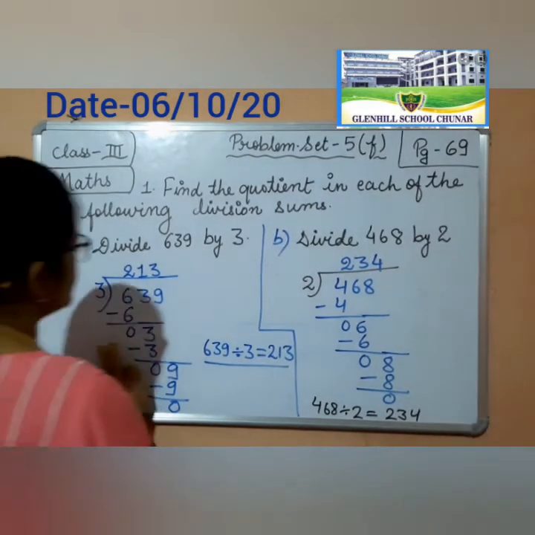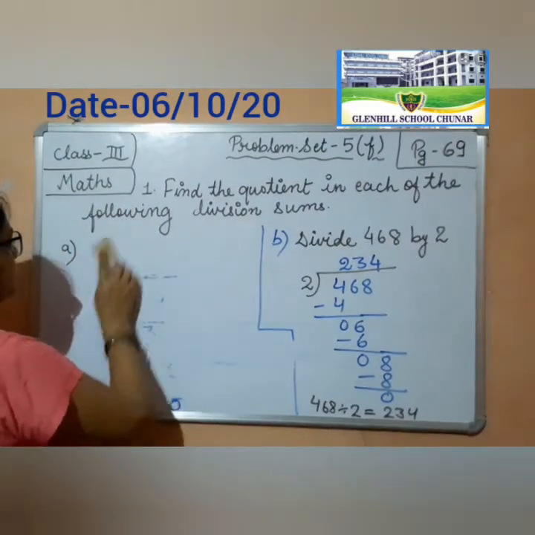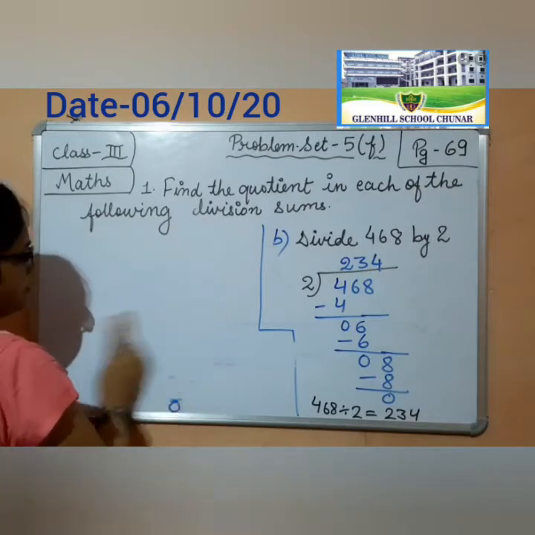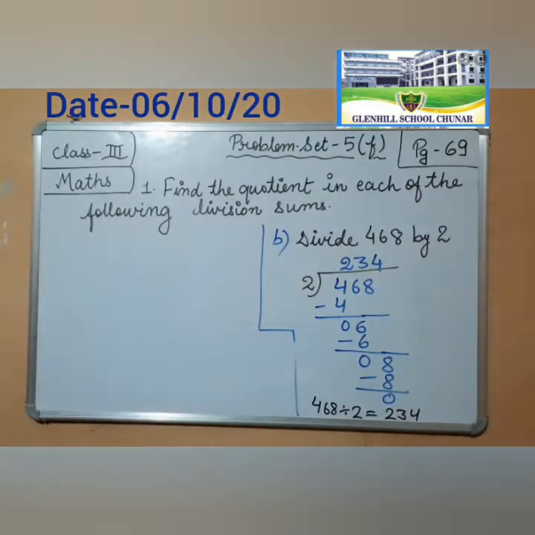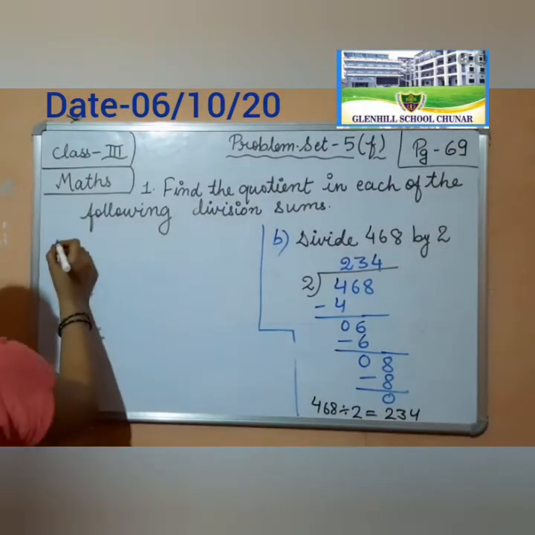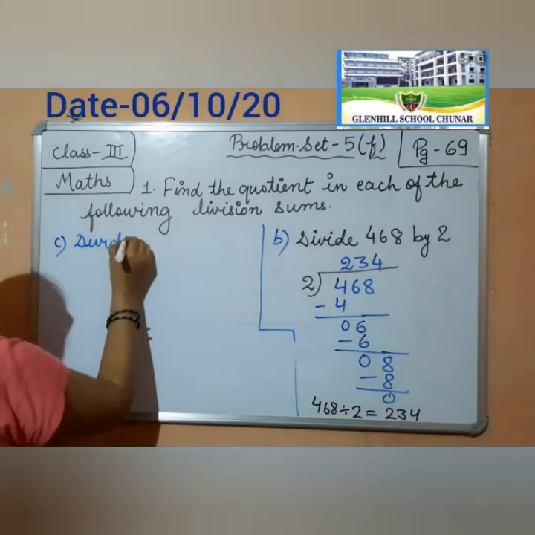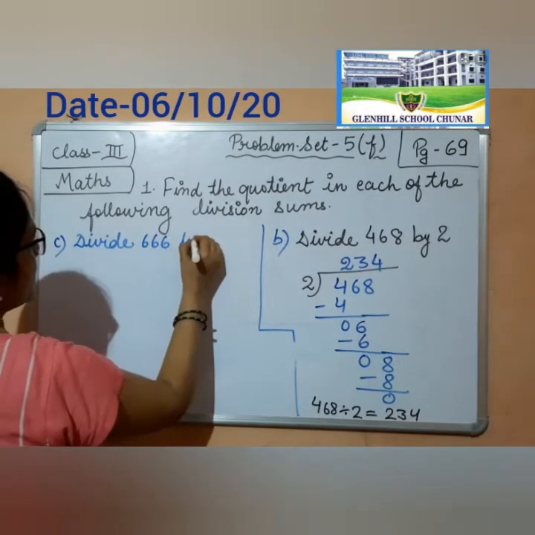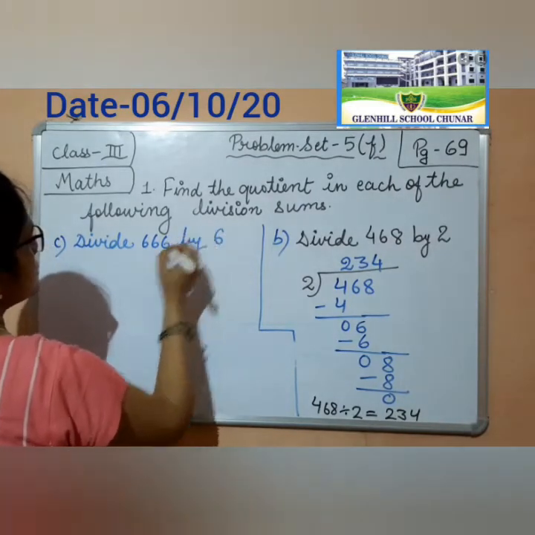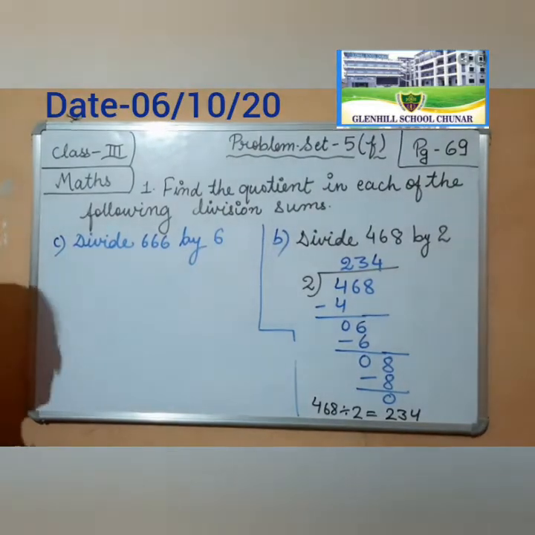Now come to question number C. Question number 6. C, sorry. Divide 666 by 6. Okay? It is B. By 6.